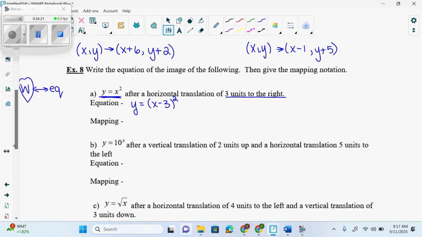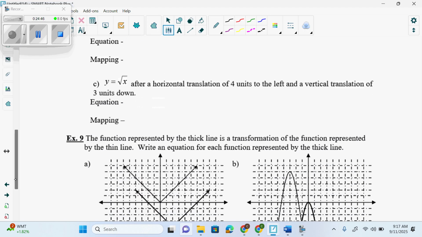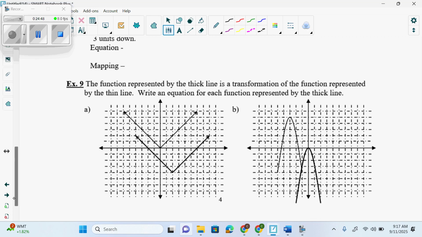Now, it depends. If I go from words to mapping, which is what they gave me, words to mapping is the same, correct? So words is 3 units right. So I'm going to go (x, y). 3 units right means I have to add 3, (x plus 3, y). You try B, C, and then see if you can figure these ones out.